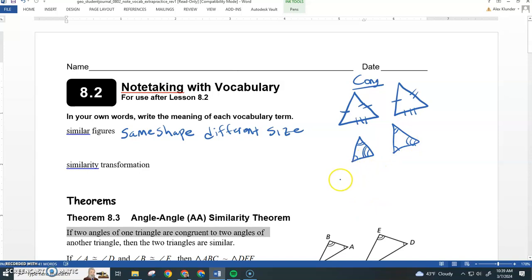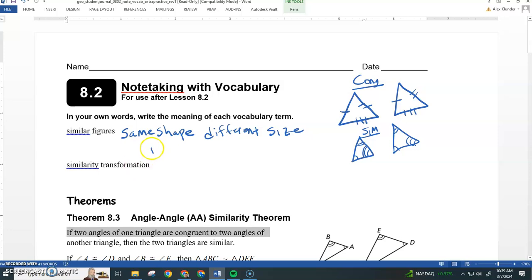You could have a 30, 60, 90 triangle that's really small, and you can have a 30, 60, 90 triangle that's really big. So the top is an example of what it means to be congruent. The bottom is what it means to be similar. Similar means they have the exact same shape, but they could be like scale factors of each other.